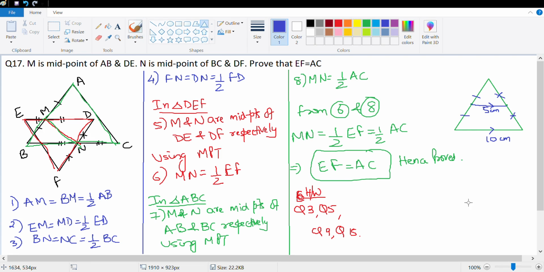And what does the converse of the midpoint theorem state? Converse states that in case I'm joining a line from a point which is the midpoint of one side, and this line which joins it to the other side is parallel to the third side, then it means that this point is the midpoint of the third side. That's what it means. Perfect.